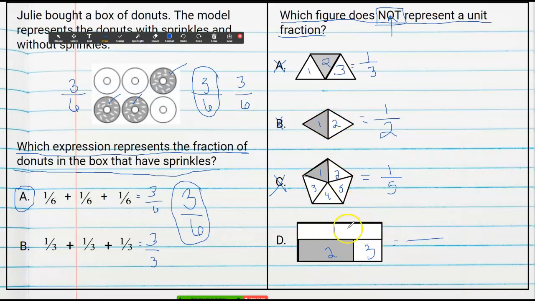When they broke up this rectangle, they are all different sizes. So even though you have 1 shaded, they're not all the same size, so that cannot be represented by a unit fraction. And again, we're looking for which one does not. All of your pieces have to be equal. So remember that when you're looking at fractions. If they're not equal, it doesn't even represent a fraction. There's no fraction that goes with this because this is not equal. Okay?